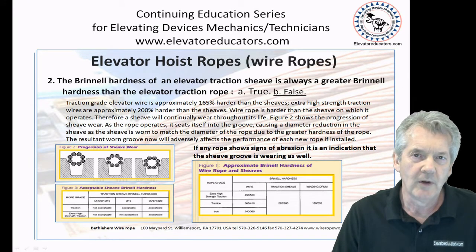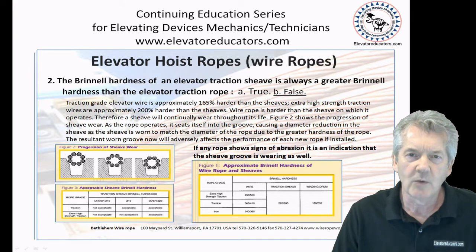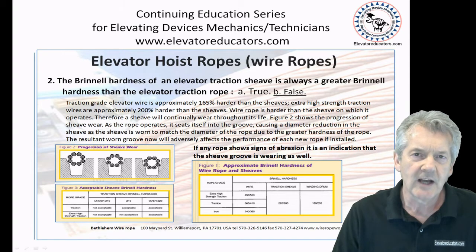Question number 2. The Brinell hardness of an elevator traction sheave is always greater than the Brinell hardness of an elevator traction rope. This is false. Traction grade elevator wire is approximately 165% harder than the sheaves. Extra high strength traction wire is approximately 200% harder than the sheaves. Wire rope is harder than the sheaves on which it operates. Therefore, the sheave will continually wear throughout its life.